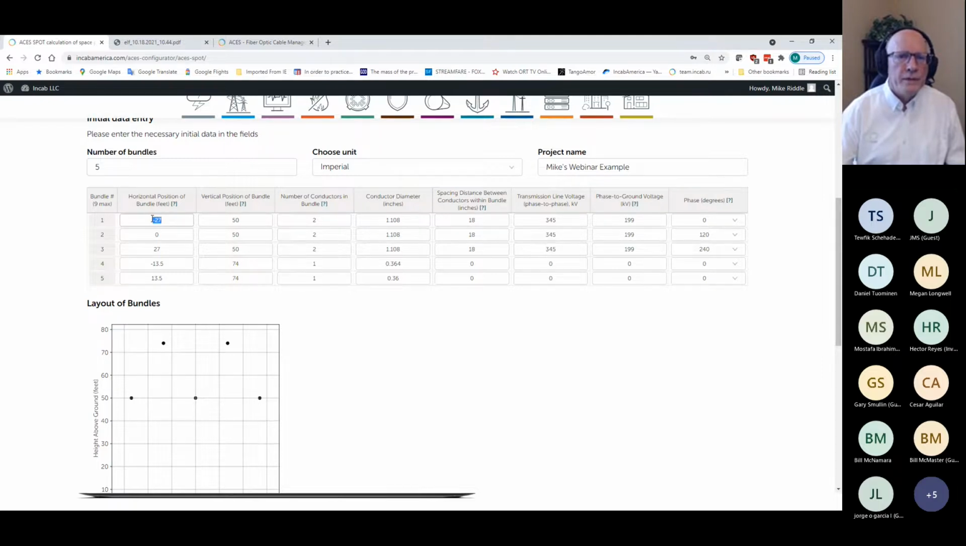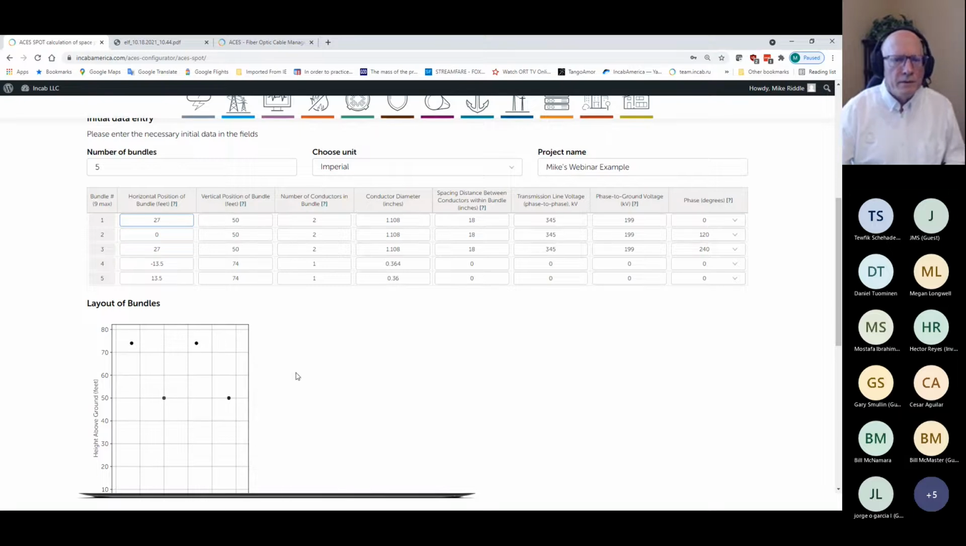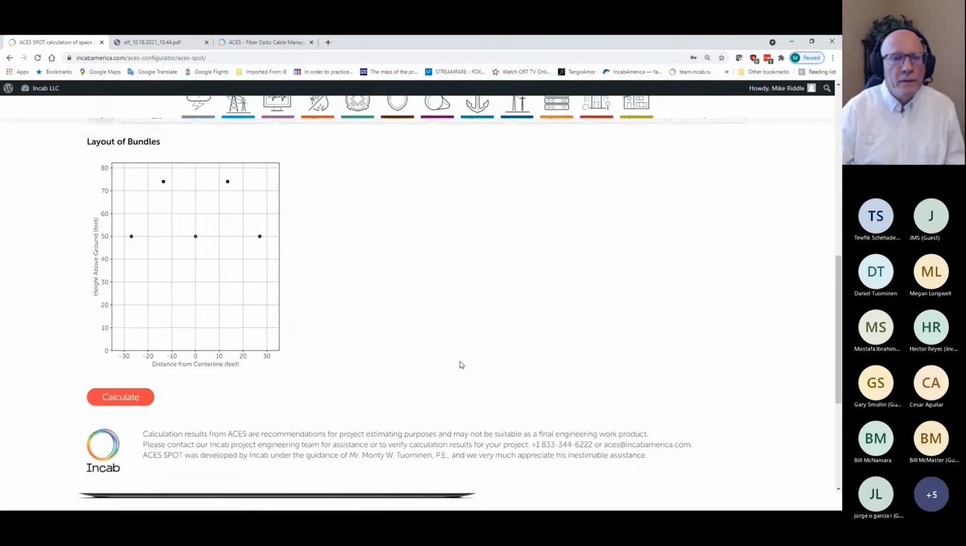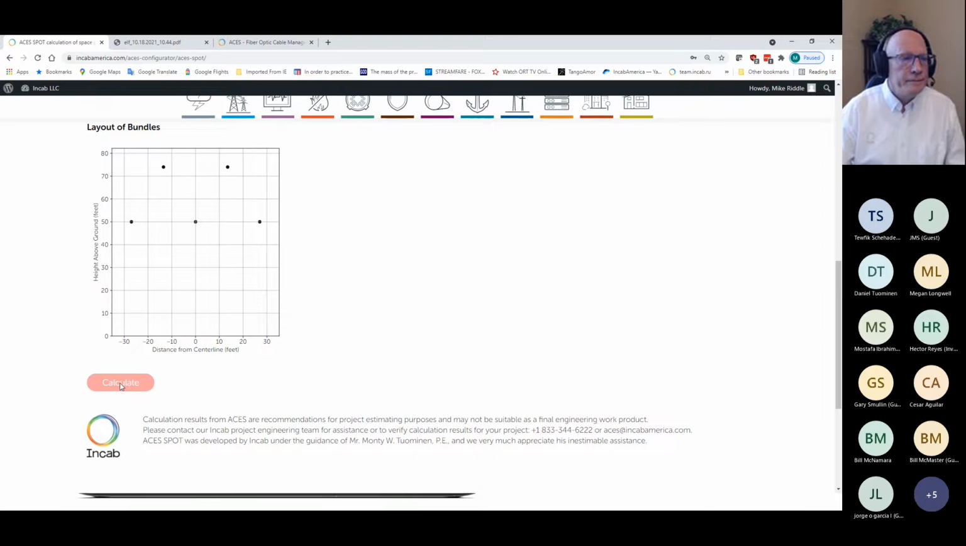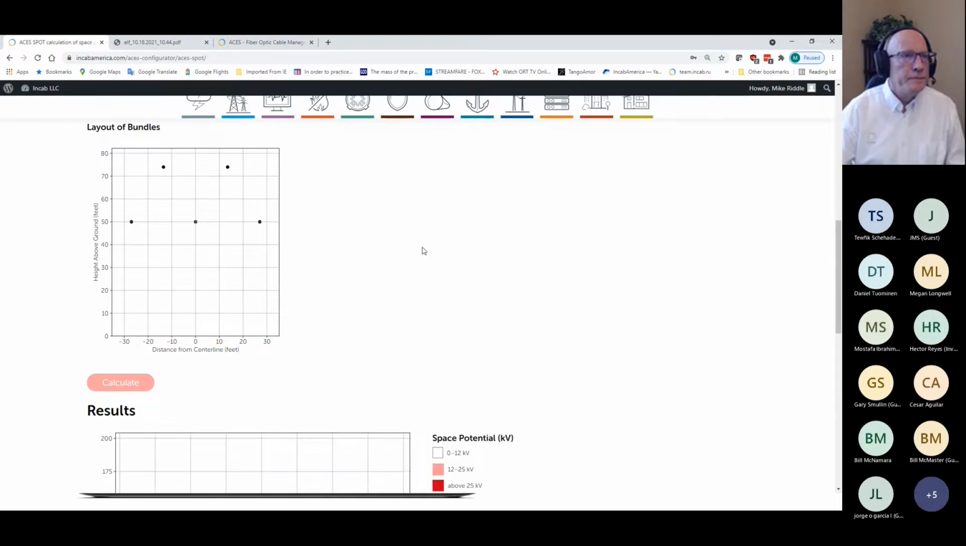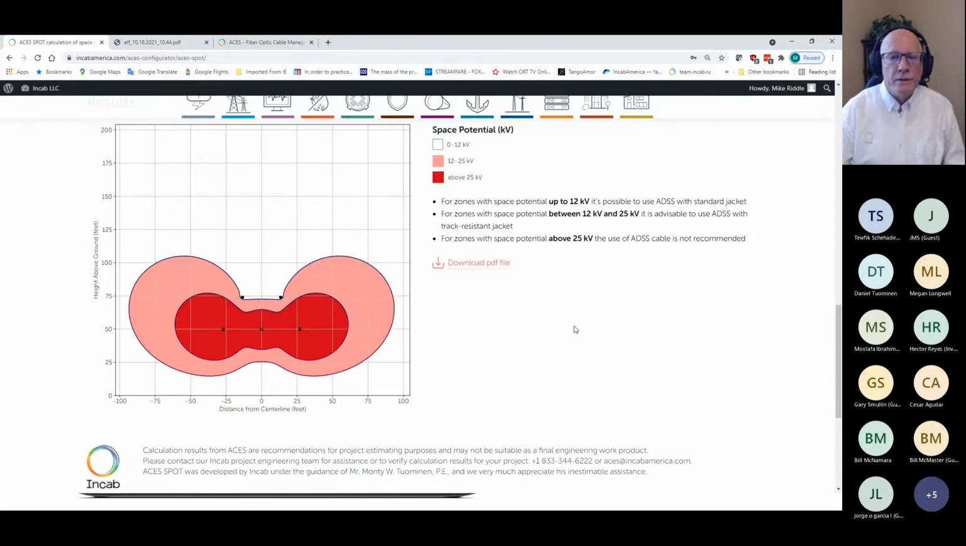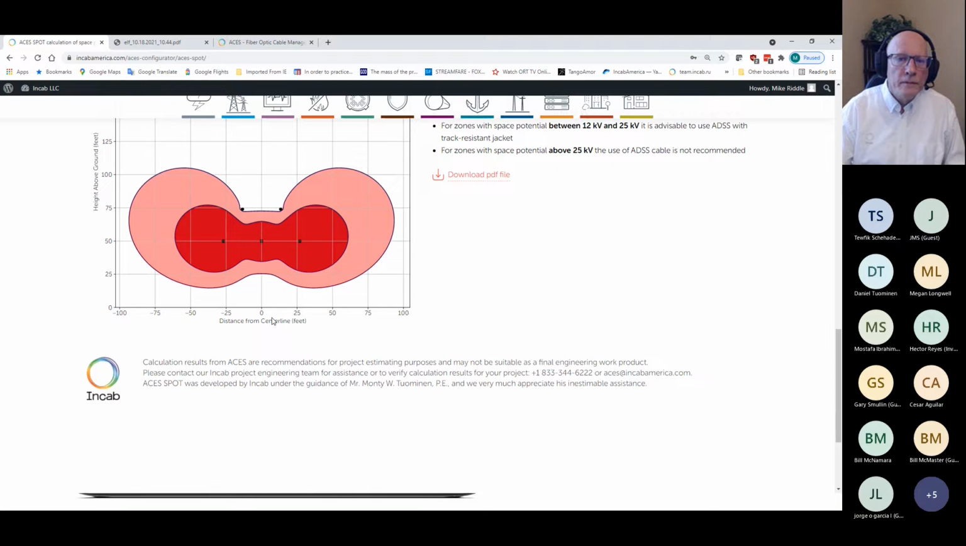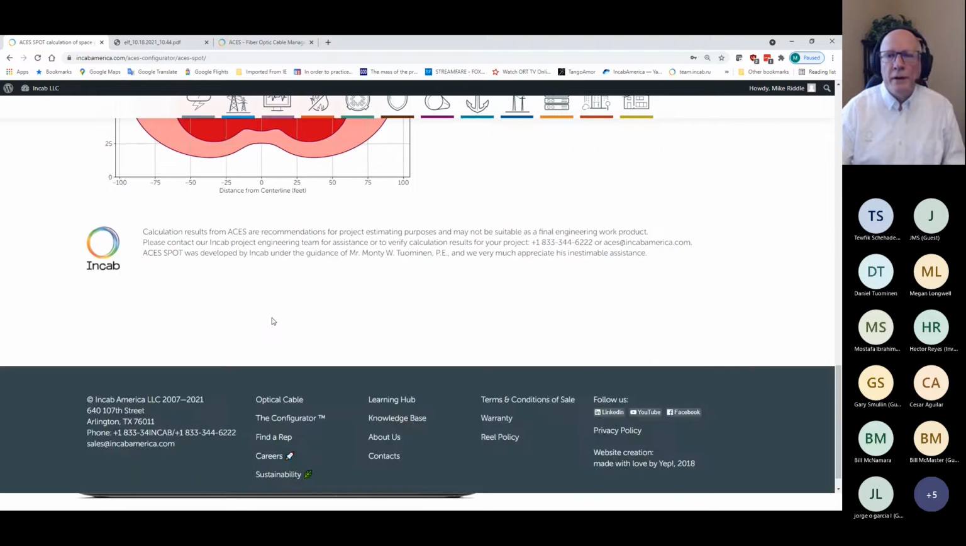So if I had mistakenly typed positive 27 here, something doesn't look right, so I can fix that. And then you hit calculate. And calculate will get you results, like what you saw in the slide just a moment ago. And again, it shows you the position of your bundles so that you know where they are. It's kind of a way of error checking.